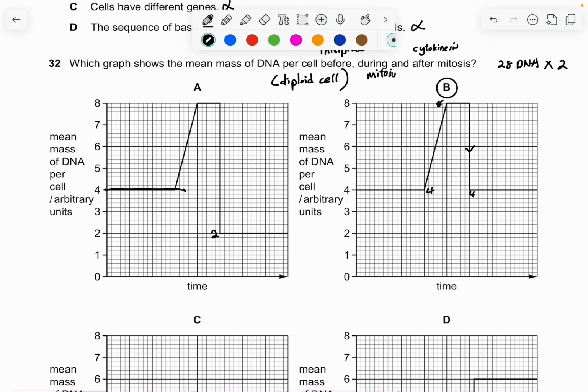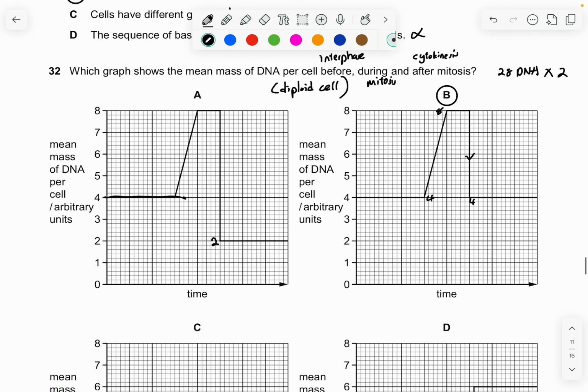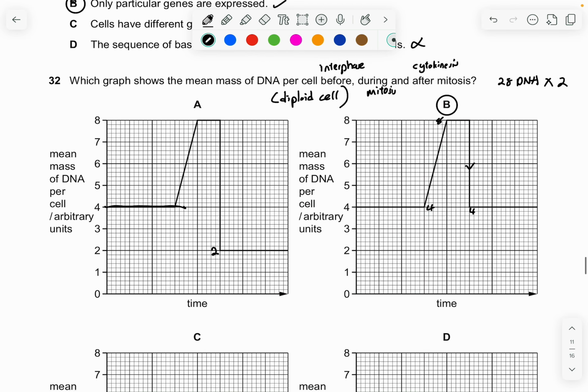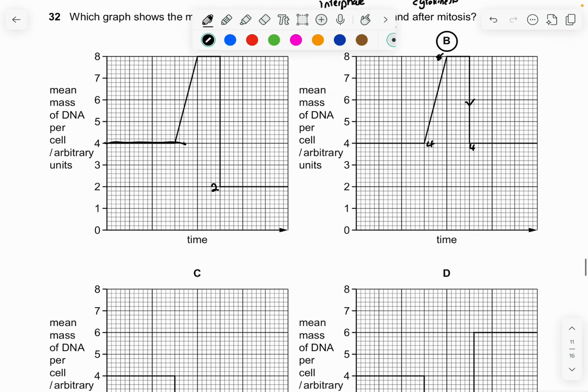It's during the process of splitting that there will be a change in the amount of DNA, not really in the number of chromosomes. Looking at C, from 4 it drops to 1. That's not possible. And for the other one, I'm not sure what value it went down to and then went up again. That doesn't make sense at all. So that's why the answer is B. I think this should really be explained more carefully in terms of the process.